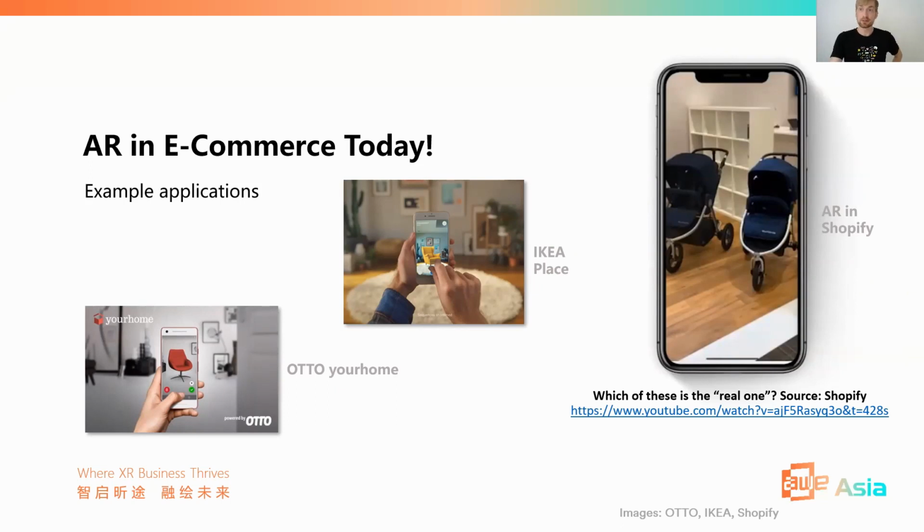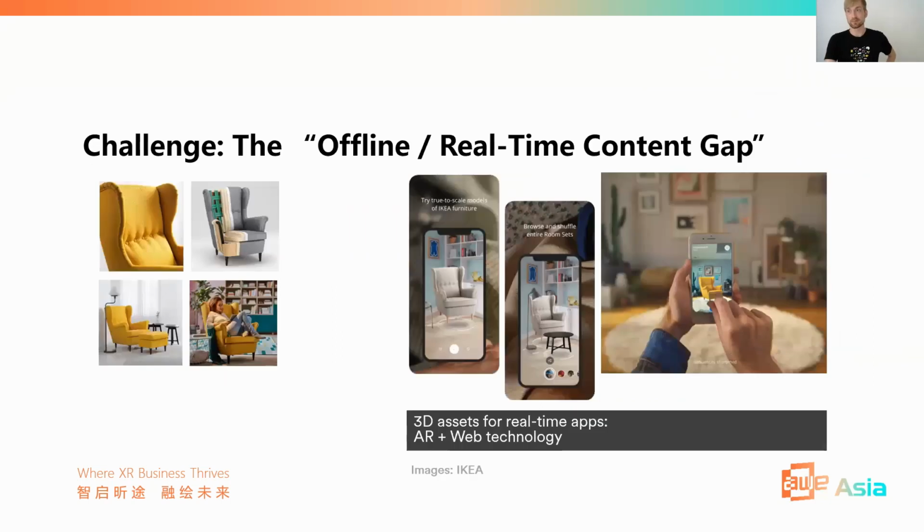So there's actually a big challenge left, and that challenge is related to the content. So I call it the offline real-time content gap. And you can see here on the left-hand side some CGI renderings from the IKEA catalog and pictures, and you can guess actually that parts of these are generated with the help of CGI, right? Like not all of these are photographs. Actually, most of the content in the IKEA catalog is CGI and not photographs.